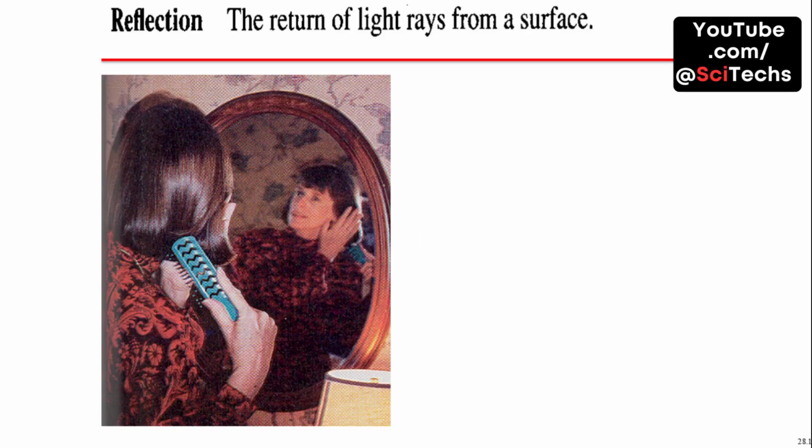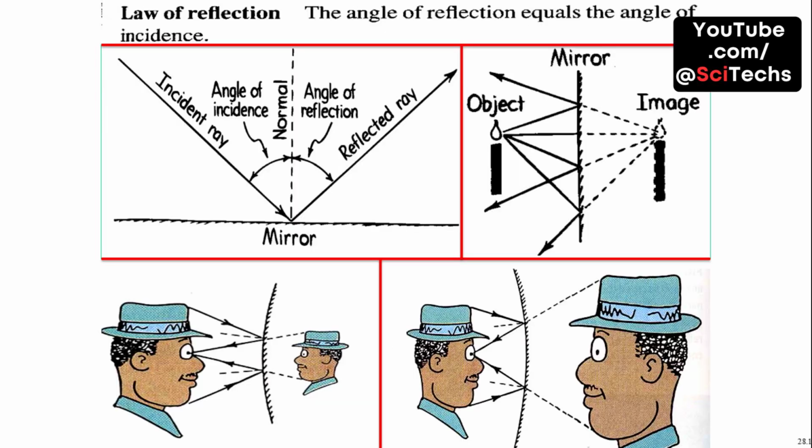Reflection occurs when light rays bounce back from a surface. This is a common experience in our daily lives, such as when we look into a mirror and see our reflection. The law of reflection states that the angle at which light hits a surface, known as the angle of incidence, is equal to the angle at which it reflects off the surface. This principle is crucial in understanding how mirrors and other reflective surfaces work.